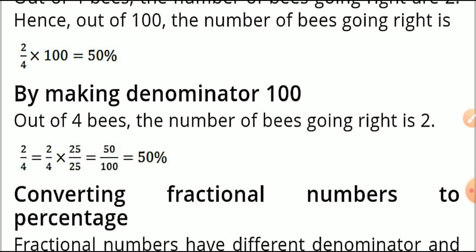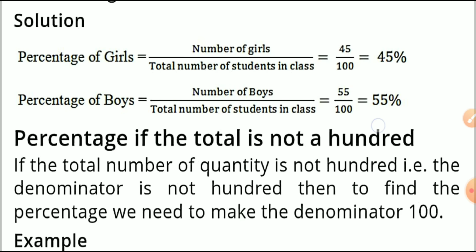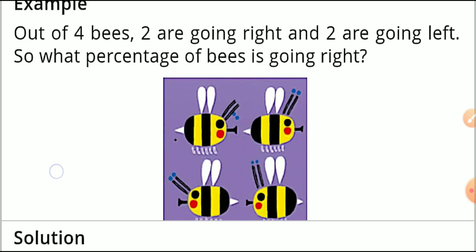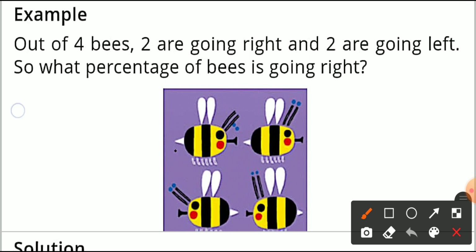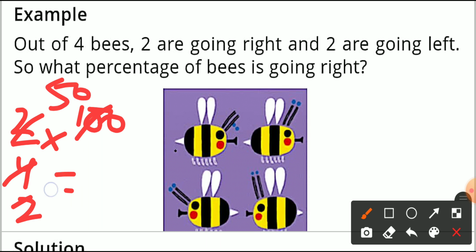Second, by making the denominator 100. So there are various ways, but the one I'm going to tell you is the easiest way to calculate the percentage. How? 2 upon 4 multiply by 100. 2 ones are 2, 2 twos are 4, and 2 fifties are 100. So the answer is 50%. Okay.